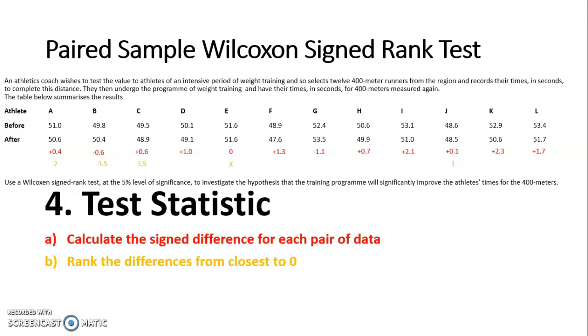Then athlete H has a difference of 0.7, and obviously because I've used up ranks 3 and 4 for B and C, they have to have rank 5. Rank 6 goes to athlete D, then athlete G, athlete F, L, I, and K.